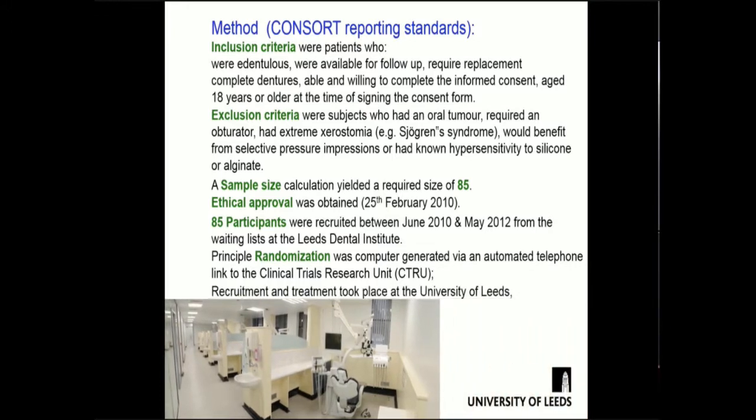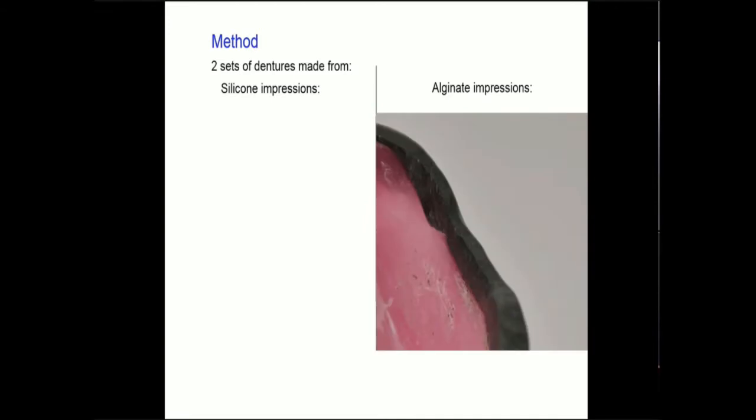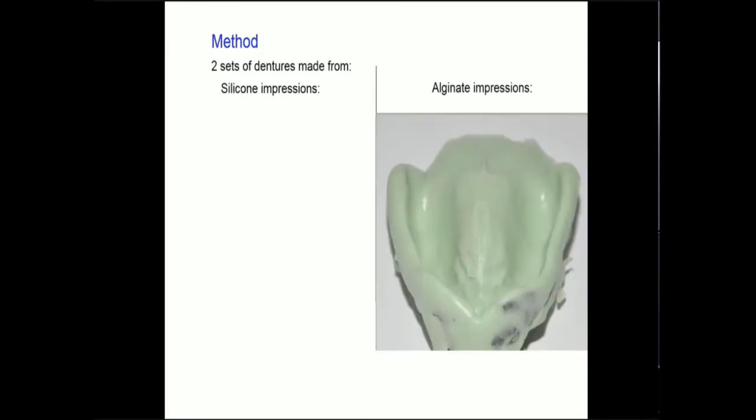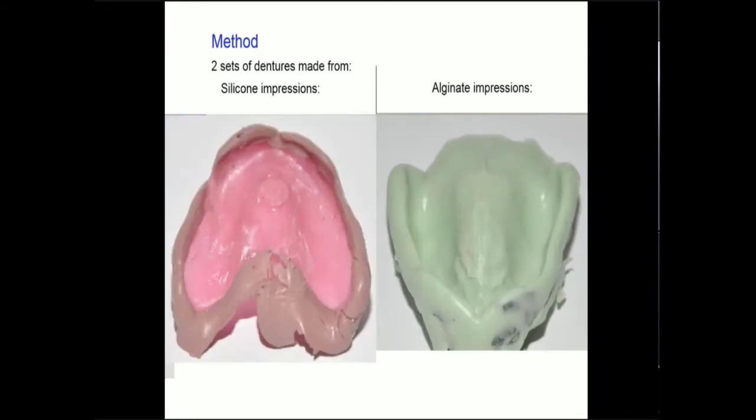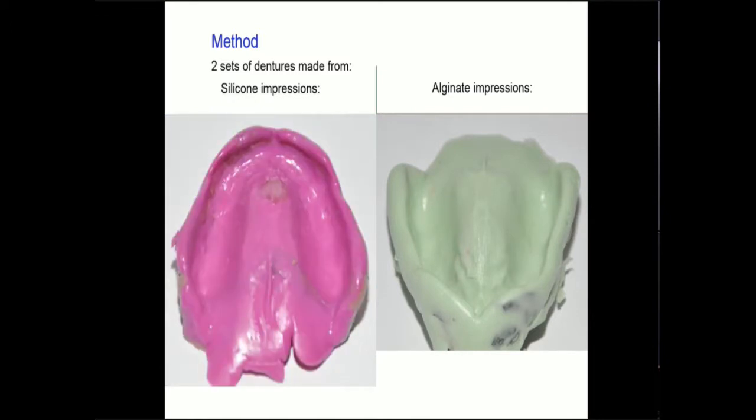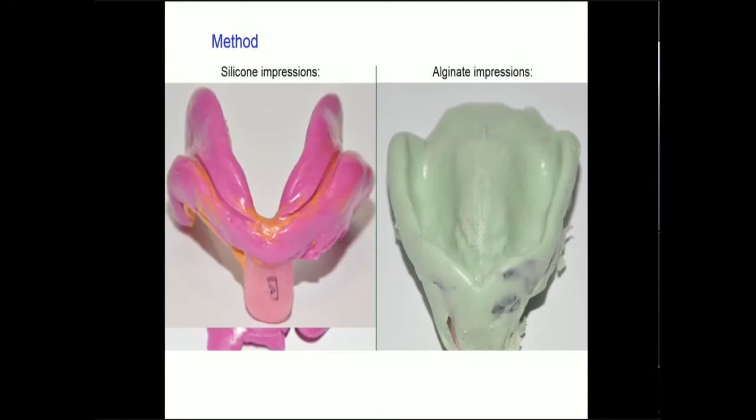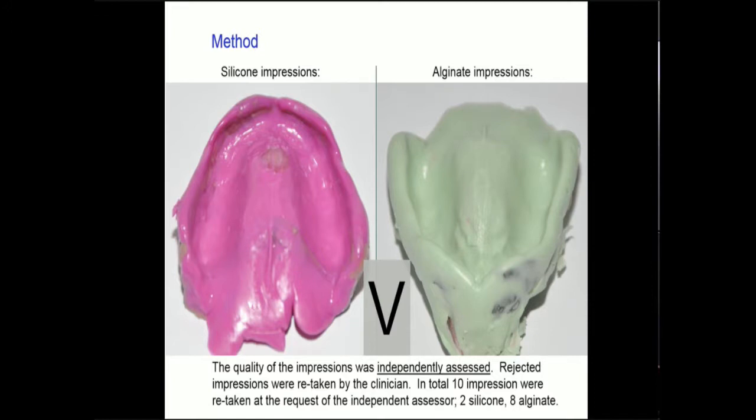Principal randomisation was computer-generated via an automatic telephone link, and we had a number of randomisations. Let's just talk about what we were doing. We were taking silicone impressions and alginate impressions. The alginate impression was border moulded with green stick. The silicone impression was border moulded with heavy-bodied silicone, and in the upper arch a light-bodied silicone wash. In the lower arch we border moulded with a medium-bodied silicone and took a light-bodied silicone wash. The quality of the impressions was independently assessed. The dentist taking the impressions couldn't be biased, because if the impression wasn't up to standard, then it had to be retaken.